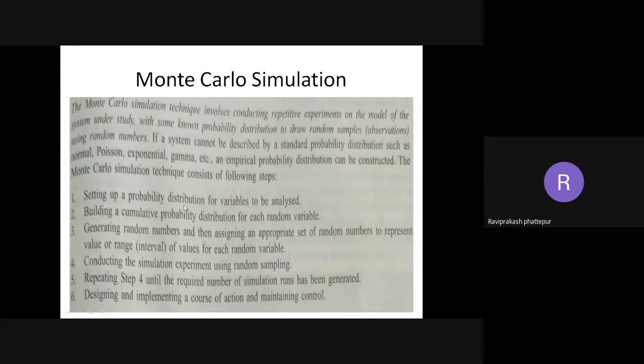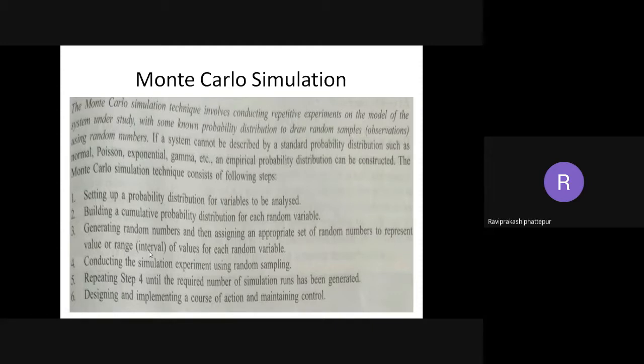First, setting up a probability distribution for variables to be analyzed. Okay, like probability you might have seen the 0.1, 0.2, 0.8, 0.15. So that probabilistic distribution of variables has to be given. Okay, then build a cumulative probability distribution for each random variable. Cumulative probability distribution. So you have to go on adding. So you should know at the end you should get 1. Maximum probability is 1. Then generating random numbers and then assigning an appropriate set of random numbers to represent value or range. Okay, here range has to be made and we need to generate the random numbers.